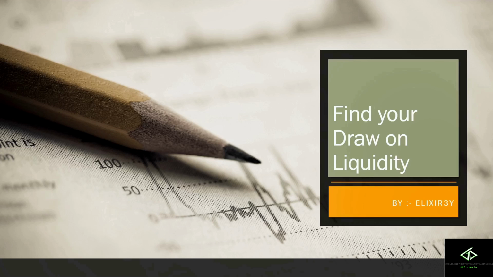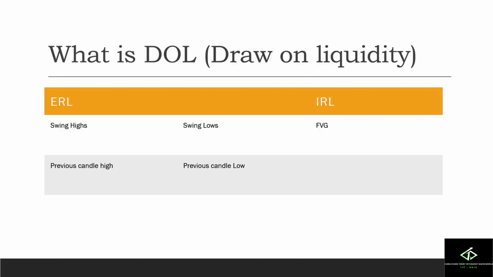In short terms, you can say draw on liquidity is the places where price wants to head towards or where price wants to reverse from. In simple terms, it is defined as internal range liquidity or external range liquidity. External range liquidity is nothing but the swing highs and swing lows, or the previous candle high and previous candle low. And the fair value gaps are internal range liquidity.